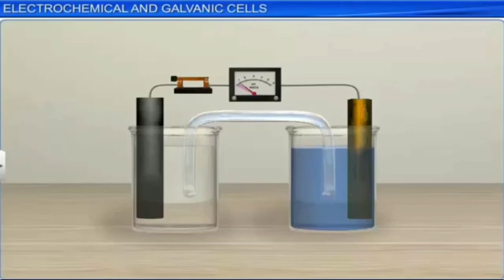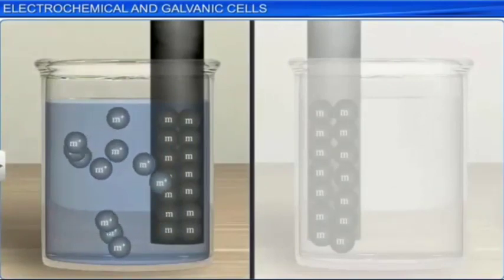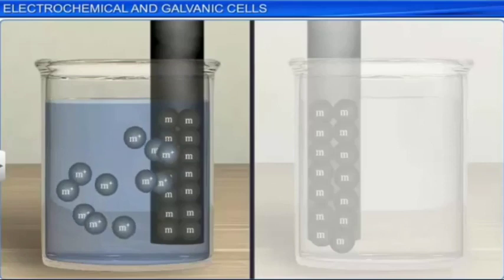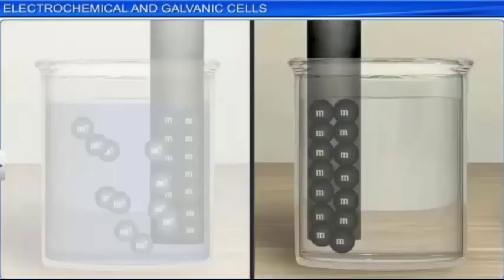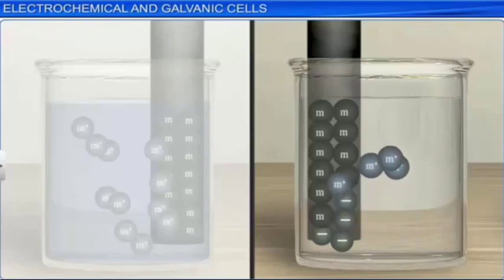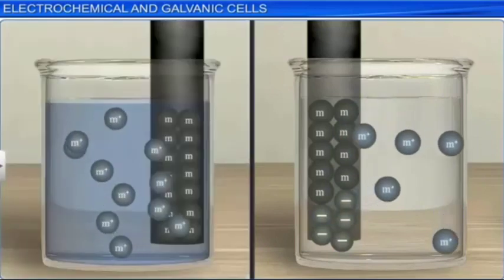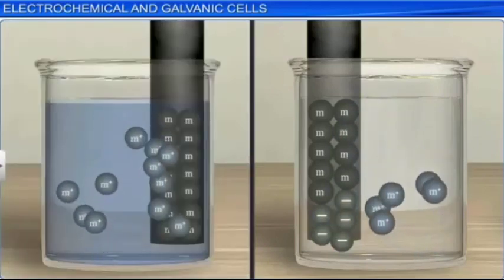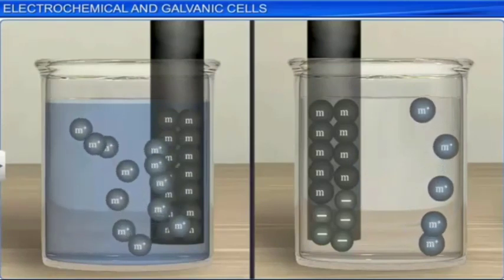Let's consider what is happening at the electrode-electrolyte interface. Metal ions from the solution have a tendency to deposit on the electrode, trying to leave the electrode positively charged. Simultaneously, metal atoms from the electrode have a tendency to go into the solution as cations, leaving the electrode negatively charged. These two processes are competing. Depending on which process has the stronger tendency, a charge separation results.